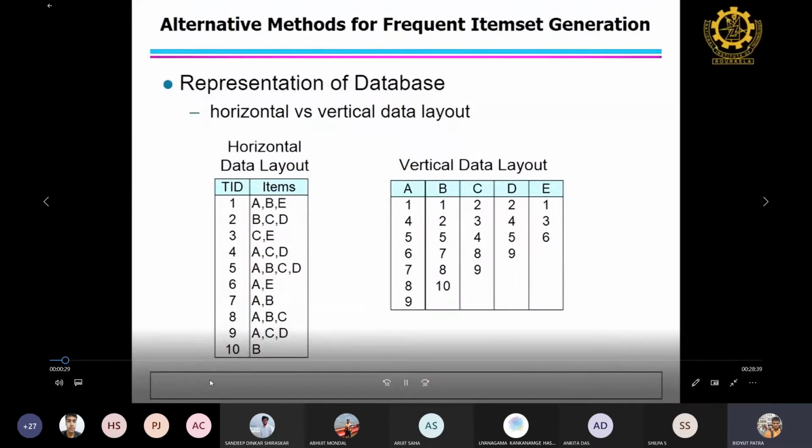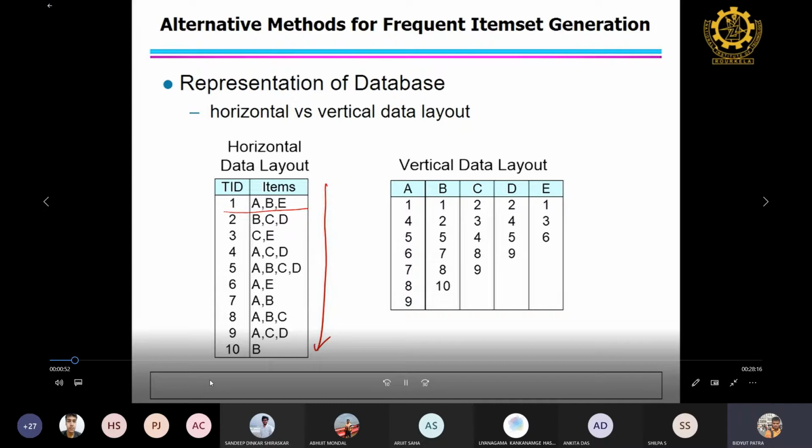Now, there are different ways we can represent the database, because we have to access the database many times. So the representation makes a difference. One way, the traditional way, is the horizontal representation, where the transaction is in each row and your items are like A, B, C, A, B, E.